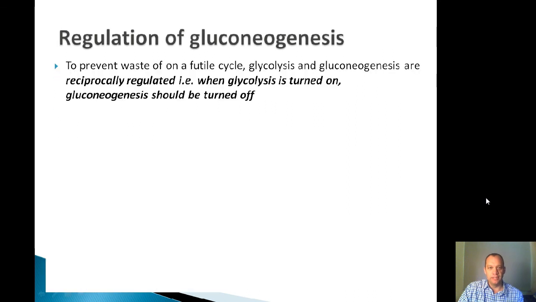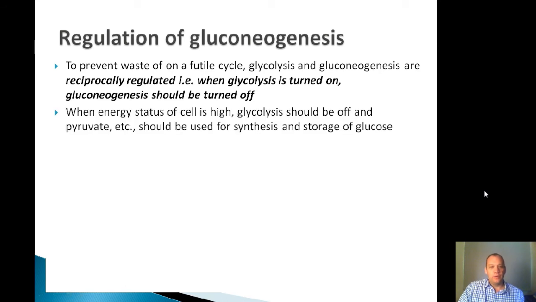A futile cycle, if both of the pathways are running at the same time, would waste 4 NTPs per cycle. Now, to prevent the waste of energy on a futile cycle, glycolysis and gluconeogenesis are reciprocally regulated, i.e. when glycolysis is turned on, gluconeogenesis is turned off.